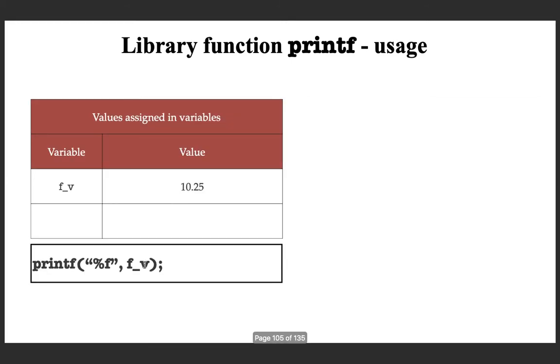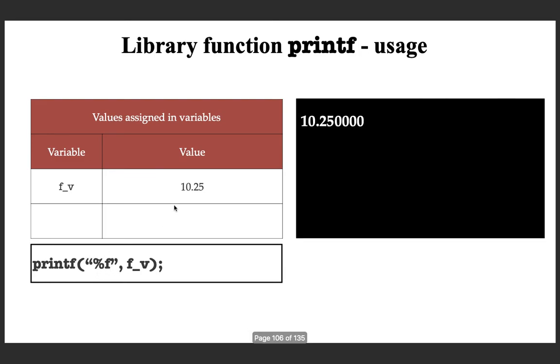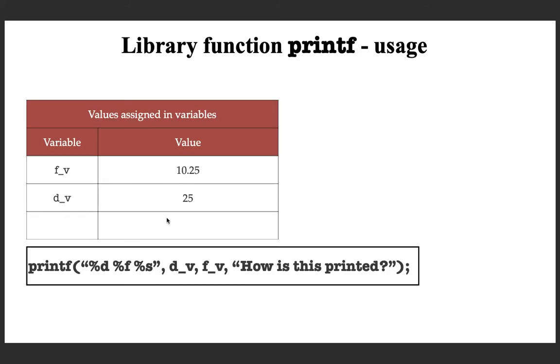Now the next use case, you are printing a floating point value. That's the only difference. The value will be printed, but depending on the compiler, here it uses 6 decimal places after the dot. Another use case, here you are printing a decimal value, a single space after that, then a floating point value, a space after that, and a string. Arguments are a decimal variable, a floating point variable, and a string constant.